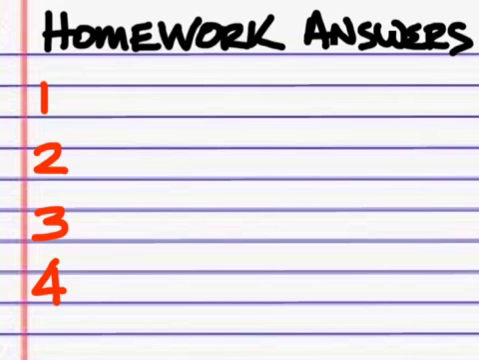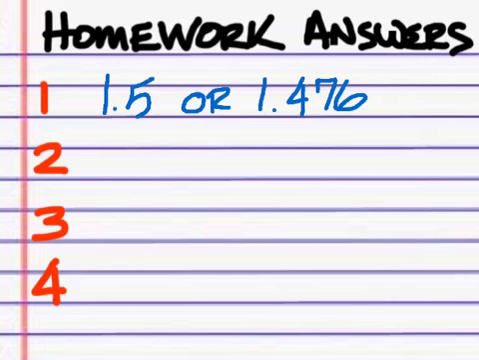Alright, for the homework answers, you can have one of two things on the first problem. You could have rounded it to 1.5, or if you wrote it out in any length of 1.476 or so on, you can have credit for that. And then the rest of them should be -1, 10, and -2.